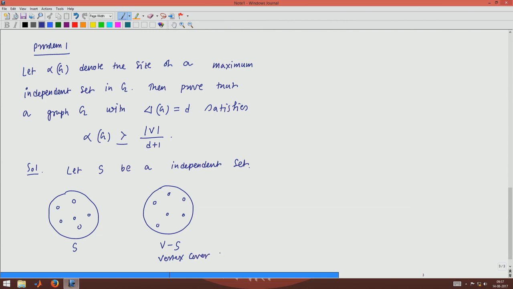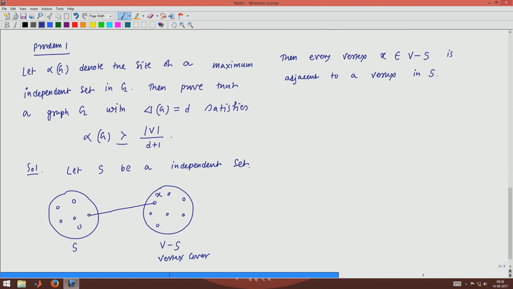Because every edge, or all the edges, will be covered by the vertices in V minus S. Then every vertex x belonging to V minus S is adjacent to a vertex in S. So, every vertex x in V minus S is adjacent to a vertex in S.